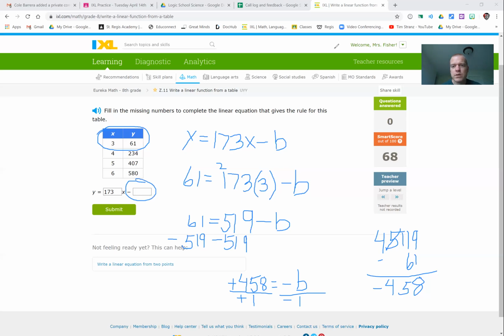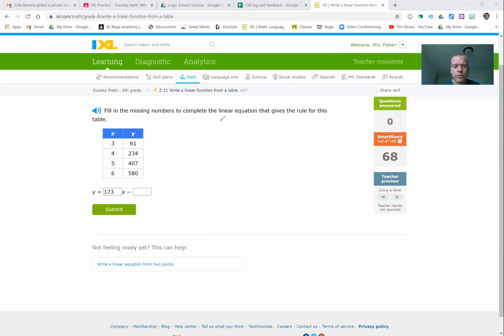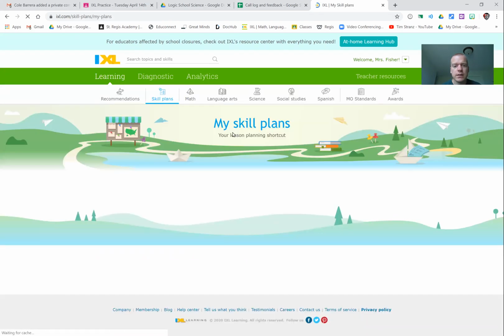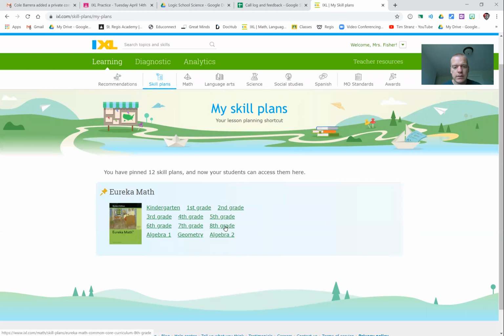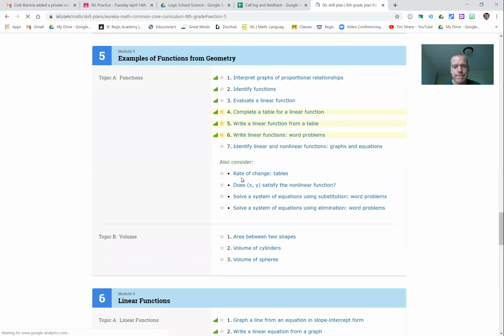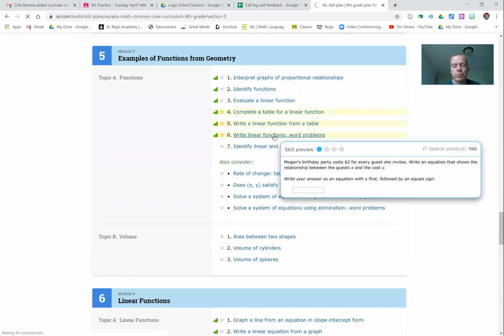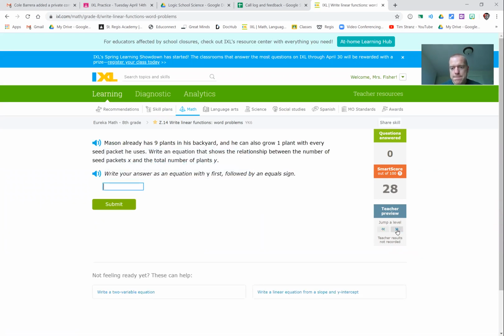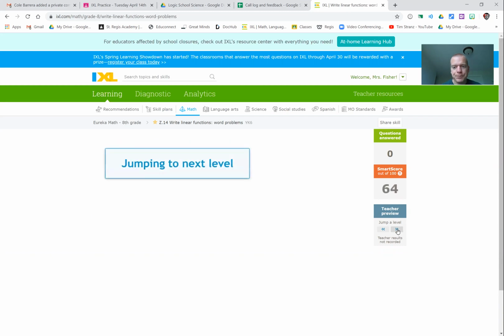Okay, so I'm going to clear that. 458, I said, right? There we go. Okay, let's look at the last skill plan that you guys had. Okay, so now we just have the word problems. A little bit trickier, but same idea. So let me go to a harder one. Let's do one more.